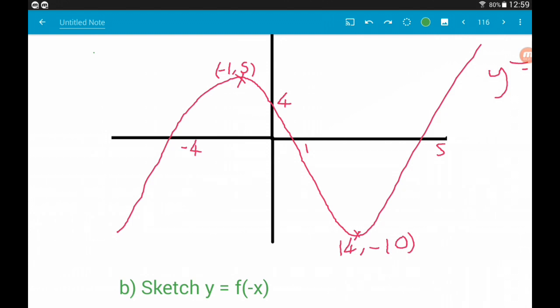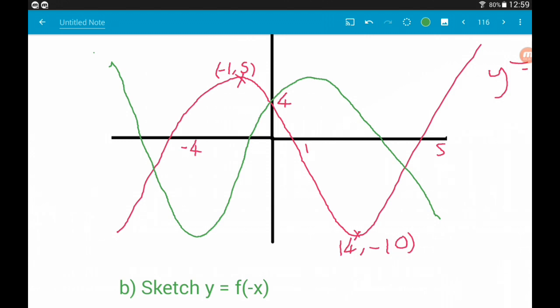So what's going to happen then, our intercepts, instead of being at minus 4, 1 and 5, are going to be at minus 5, minus 1 and positive 4. So the graph is going to look something like this.